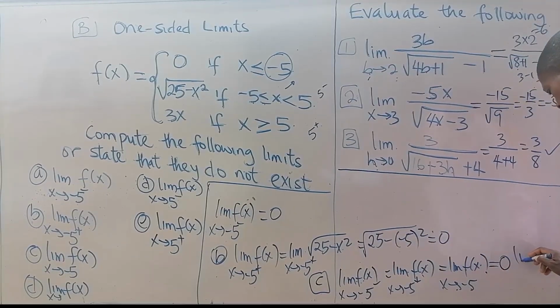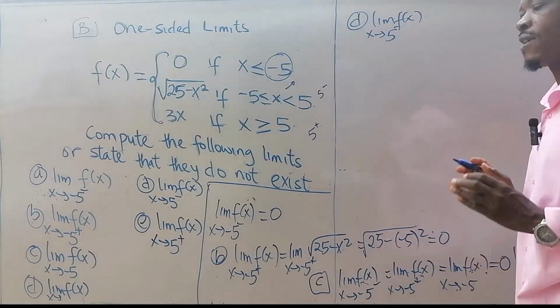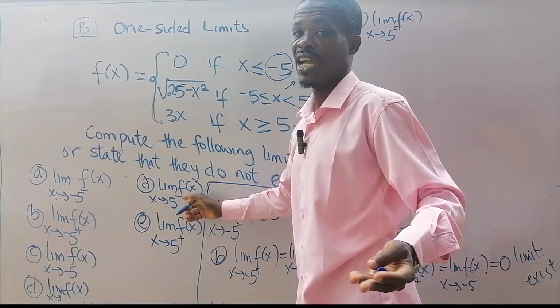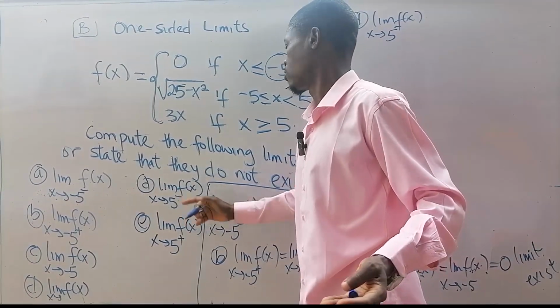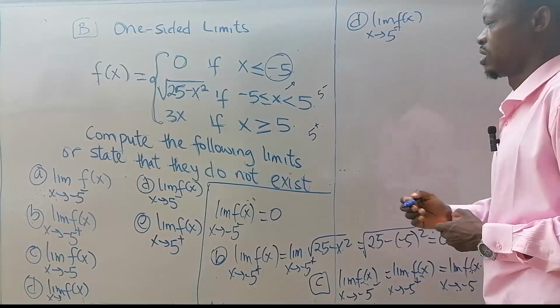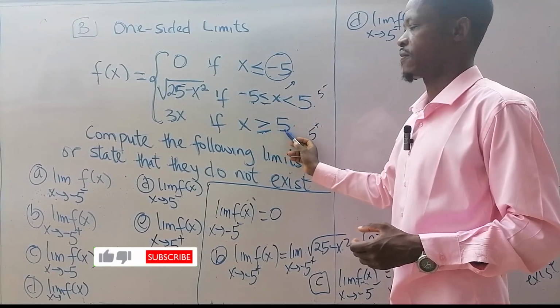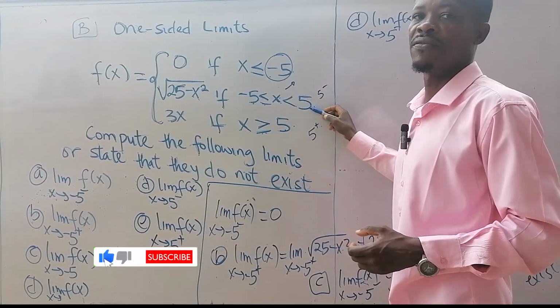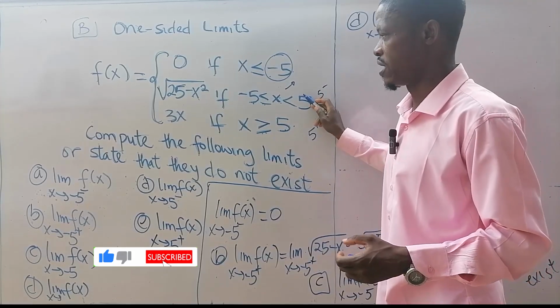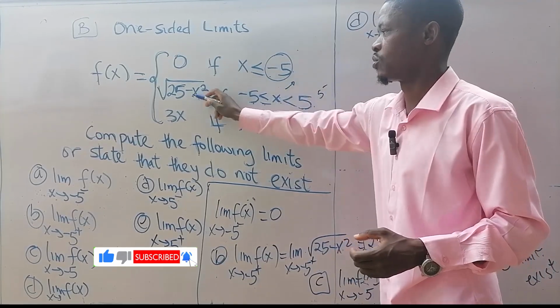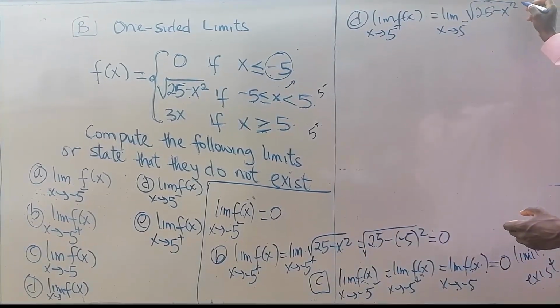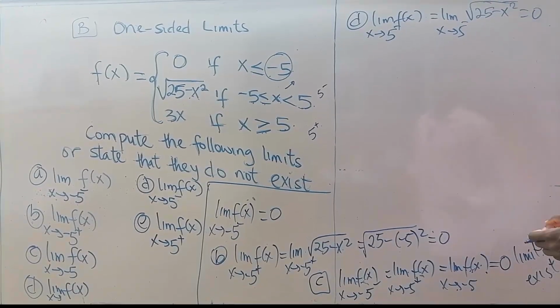So we now have 5 to the left side of 5. So 5 minus. So let's look at that 5 minus. This is where we have x greater than or equal to 5. This is where we have less than 5. Okay, so the function for that place is what is there. And that one is also equal to what? It's also equal to 0. If you make your direct substitution, it is 0.